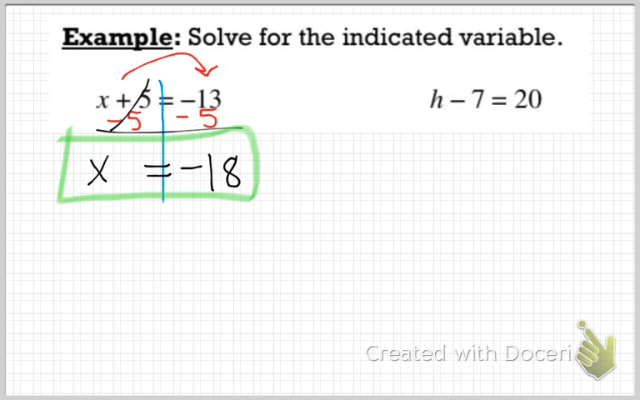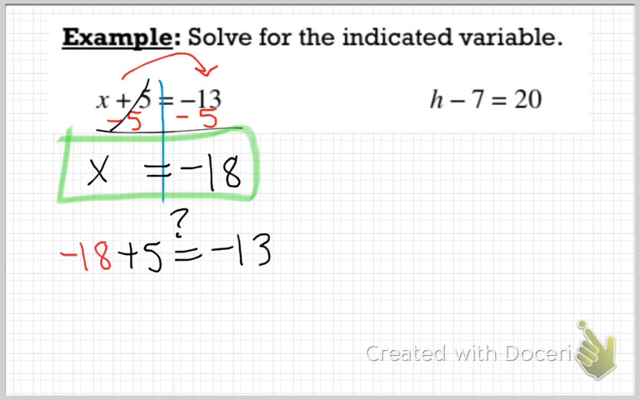Some of you might ask, Miss, can you check my work? How do I know I got the right answer? Okay, this is a statement. We're claiming that negative 18 is the answer. So what we're going to do is substitute. You've been working with that. We're going to replace negative 18 in place of the x. That is called substitute. Plus 5 is equal to negative 13.